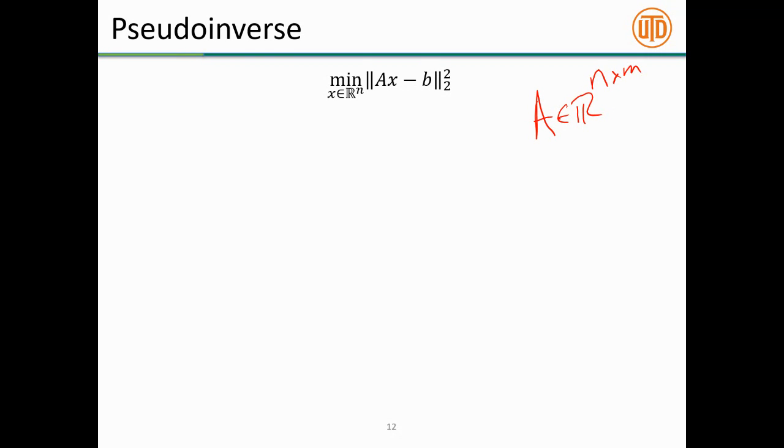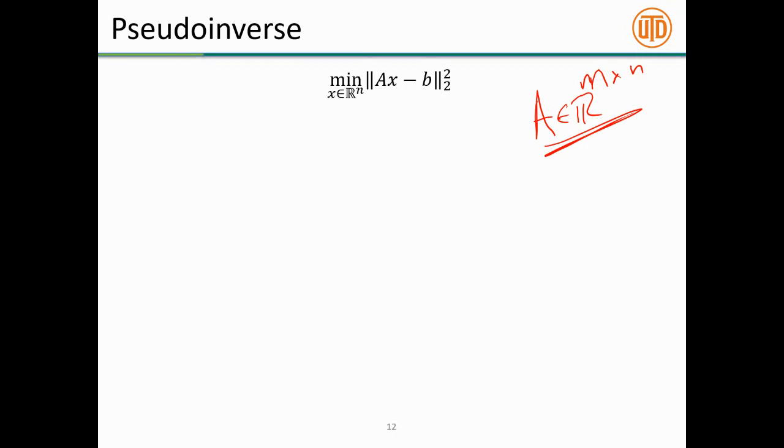Let's say n by n, just to make my life simple for a minute. It doesn't matter if it's square or not. To make my notation line up, x and A need to have the same number of columns. So let's say A is m by n. That would be the general case.